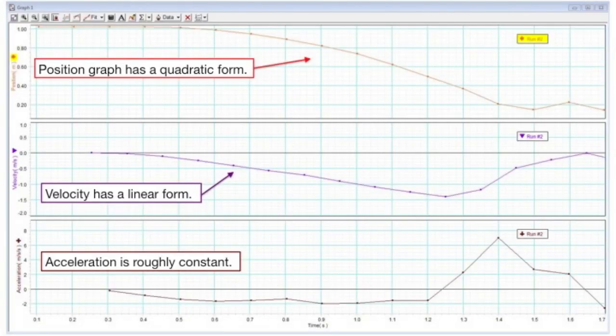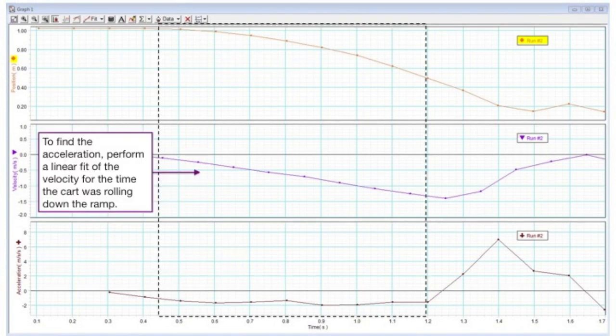As we saw with the car, when moving under a constant acceleration, the position graph has a quadratic form while the velocity graph is linear. To find the acceleration, we just perform a linear fit of the velocity for the time the cart was rolling down the incline. The acceleration for this period is just the slope of the velocity.